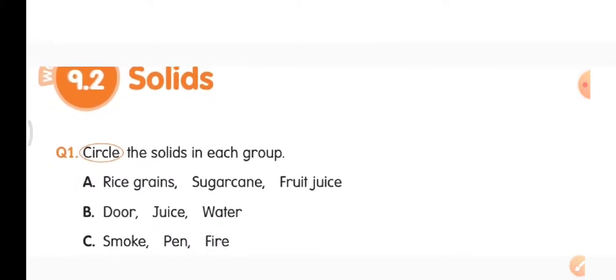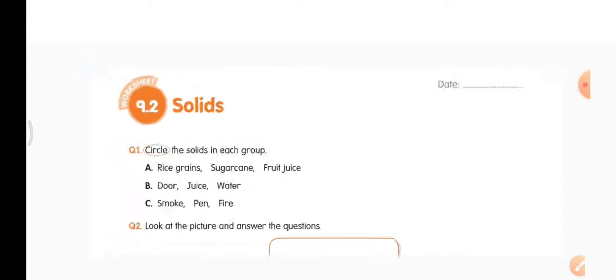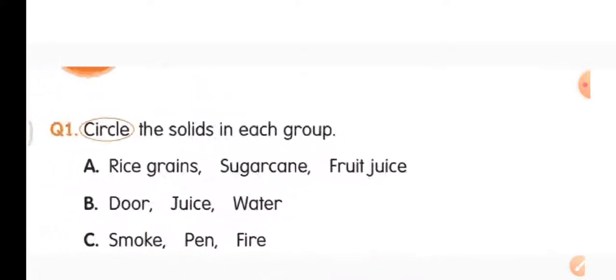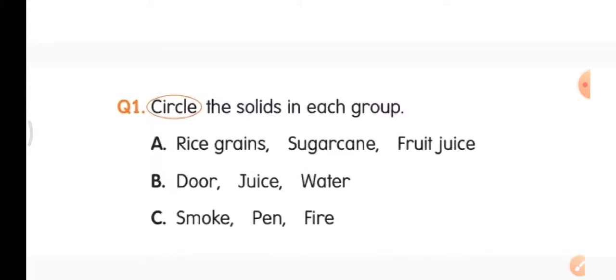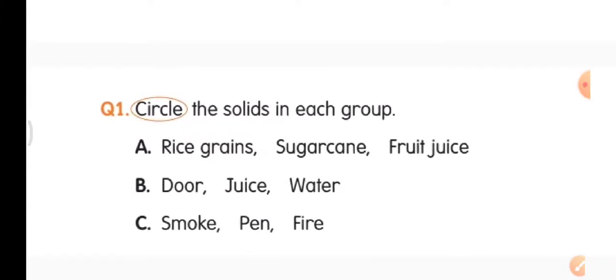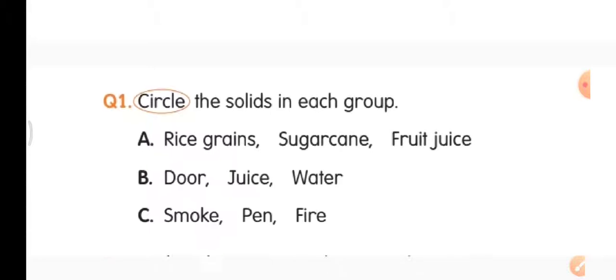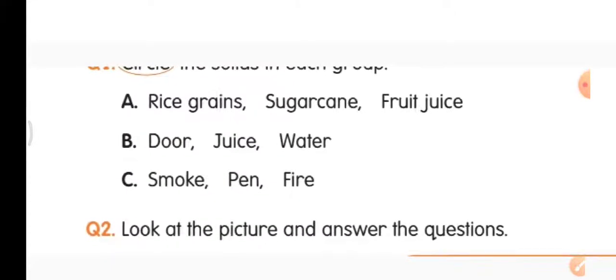Now B: door, juice, water. Juice and water flow very freely, so they are liquids. We have to circle the solid only, so we are circling the door. Then C: smoke, pen, fire. Pen is the solid here because pen doesn't flow, right?